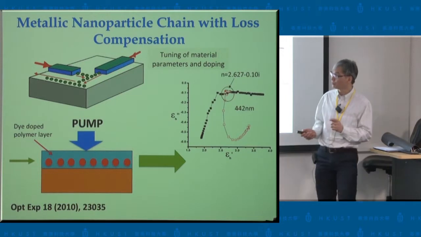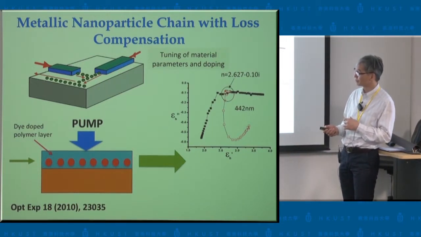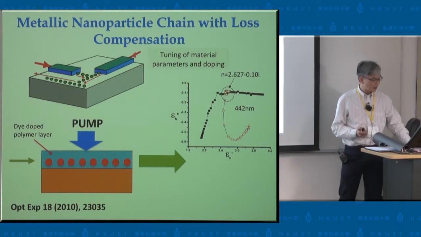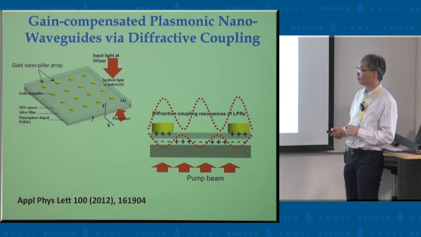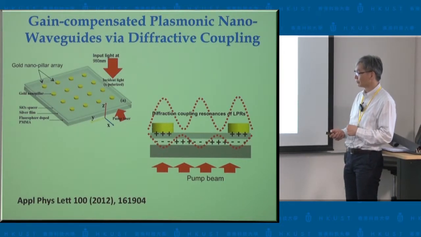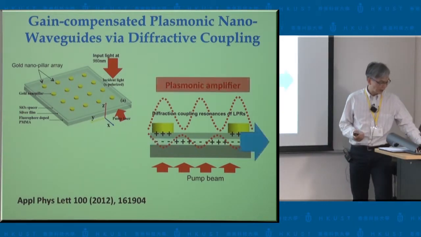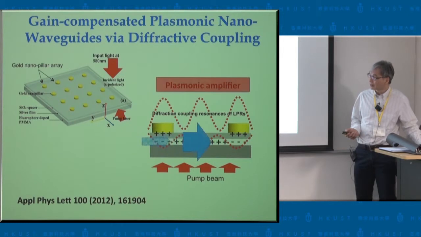So we did some optimization. We found that the right dielectric constant, i.e. the right doping level of a certain polymer, could give us a loss compensated waveguide. And then we expanded that technique into two-dimensional arrays of nanodots of gold, and we also do pumping, and then again we can do amplification, even of plasmonic radiation being guided with gain.